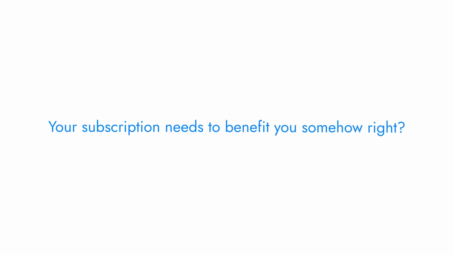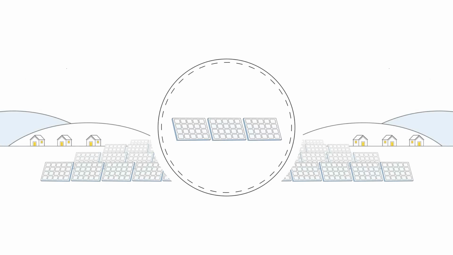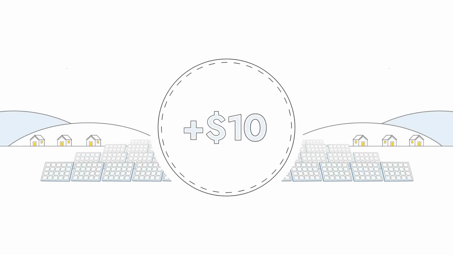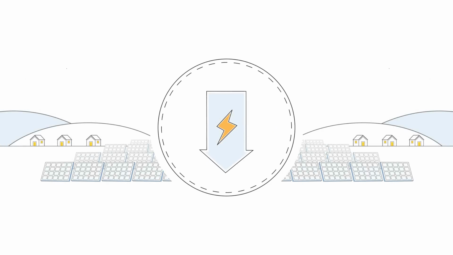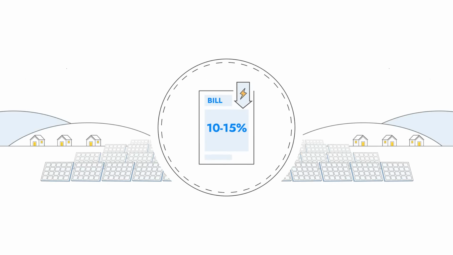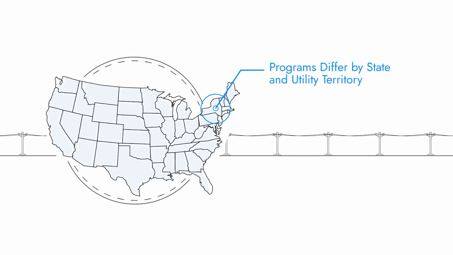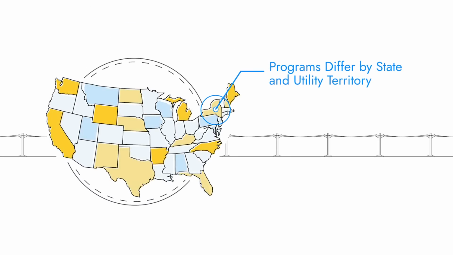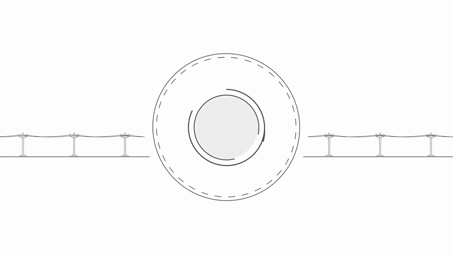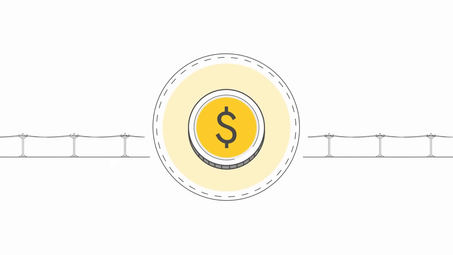Your subscription needs to benefit you somehow, right? With Community Solar, your share of the solar farm is translated to credits on your utility bill that reduce your power generation charges. Ampion bills you for those credits at a discount, often between 10 and 15%, depending on where you live, as community solar programs differ by state and even utility territory. This is how you save money on your electricity overall.